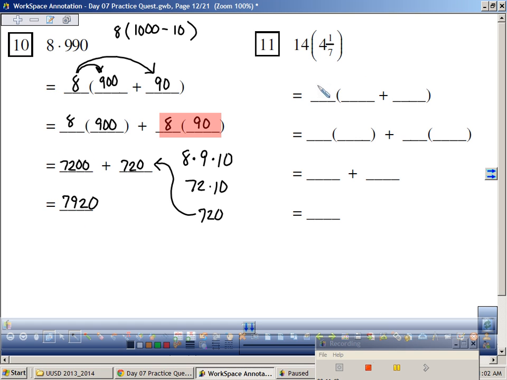So what goes here? 14. And what goes here? 4 plus 1/7. So what's in the next box? What's my next step? Distribute, right? So 14 times 4 and 14 times 1/7. But I'm not going to write 14. I'm going to write what? Take a wild guess. 4.